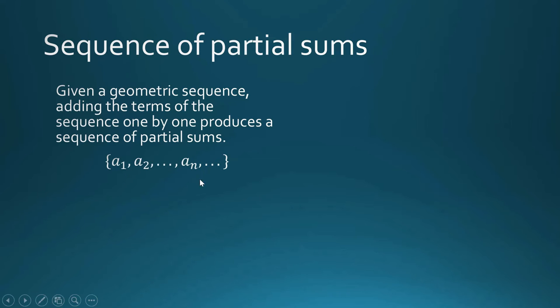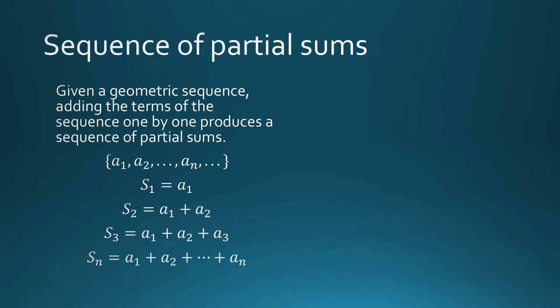So let's say, for example, these are the terms of our geometric sequence. Let us get the sum one by one. So the first sum is a sub 1. We call that S sub 1. The second sum is a sub 1 plus a sub 2. The third, the fourth, and the nth sum will be given by this.